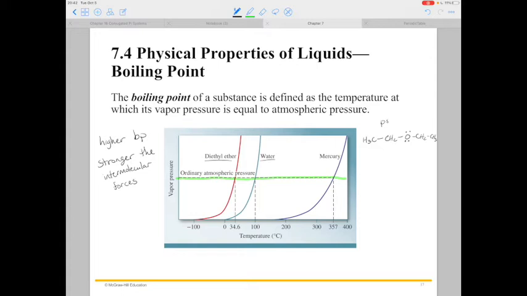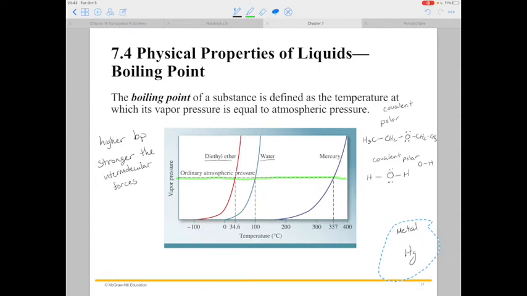So it's a polar covalent compound. And on the other hand, we have water, which is a covalent compound that's polar, but it also has those special OH bonds. And then we have mercury, which is a metal.